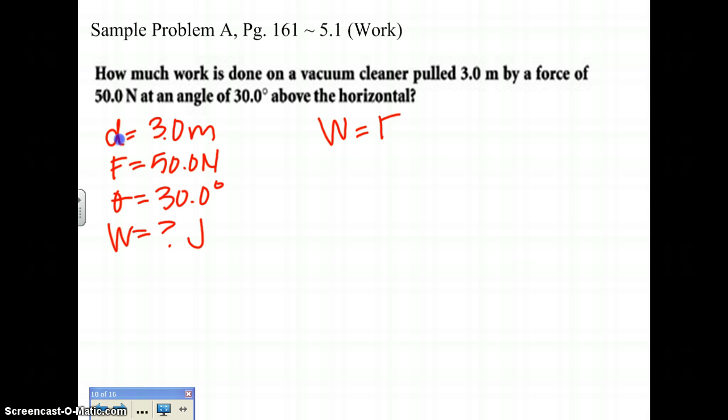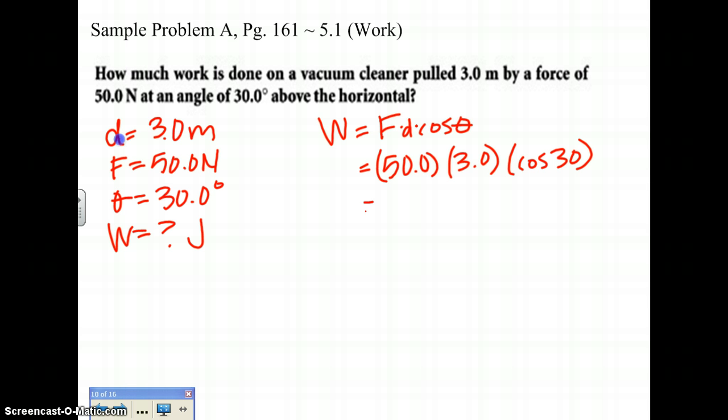And then your general equation is F D cosine theta. We don't need to rearrange anything, nor do we need to change any variables. So please get your calculators out. Please don't just let us do the work for you. Cosine 30 times 3 times 50.